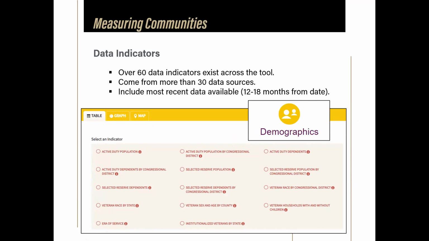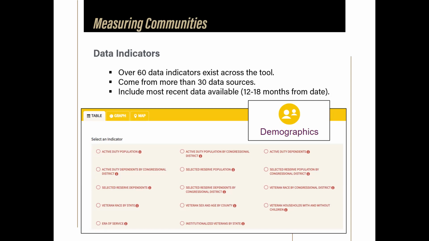Across the site, we've got more than 60 different data indicators consistent and funneled through one of those 10 domain topics. These data indicators do come from more than 30 different credible data sources, and we include the most recent data available for these data indicators. So what you're looking at potentially is a range of 12 to 18, maybe 24 months from the current date.